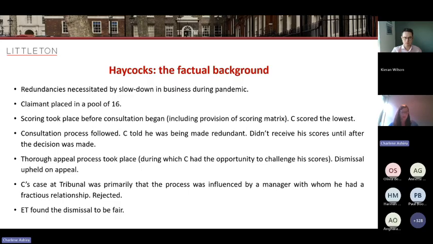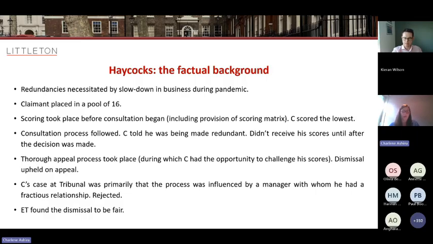Turning then to the facts of the case, this was a standard redundancy situation, standard redundancy process. There was a downturn in work due to COVID. All 16 employees working on the particular contract were placed in the pool for redundancy, and selection criteria were used. Now, the claimant scored the lowest in that scoring matrix. However, all 16 employees in the pool were consulted with.